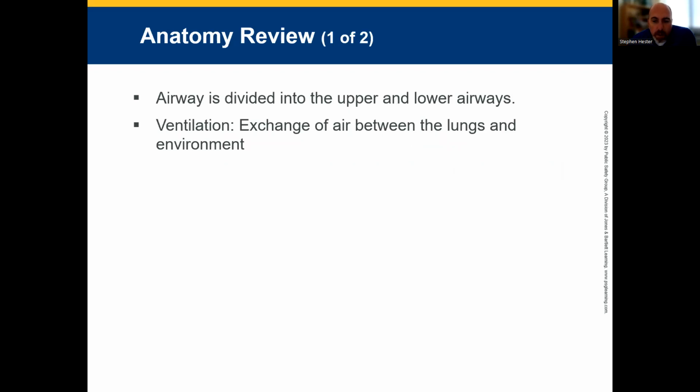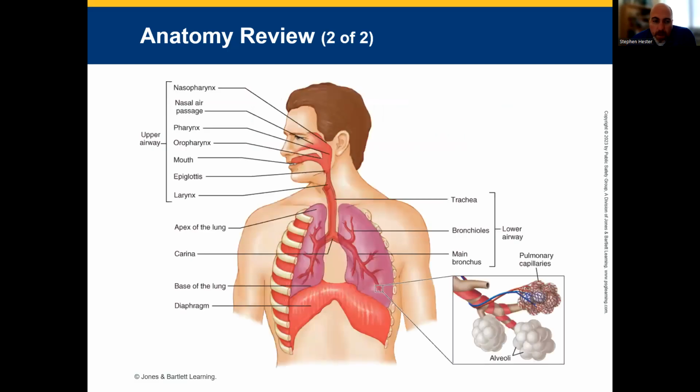All right, so the airway is divided up into the upper and lower airways. It allows us to breathe and to ventilate. Okay, so you've got the diaphragm, then you've got the muscles of the chest wall, the accessory muscles of breathing, and the nerves from the brain and the spinal cord to those muscles. And then ventilation itself is the exchange of air between the lungs and the environment.